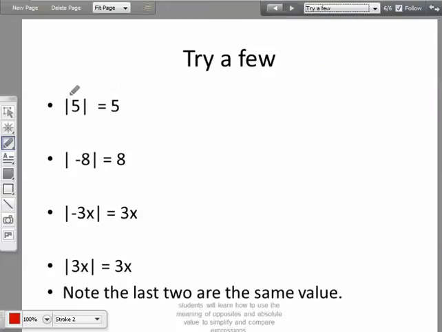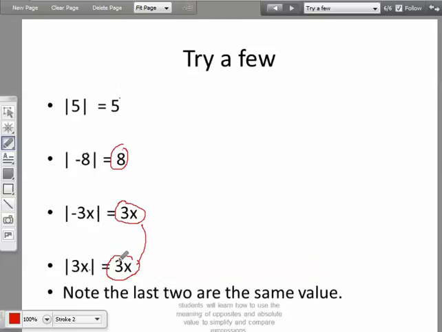The absolute value of 5 is 5. The absolute value of -8. Well, -8 is 8 units away from 0, so 8 would be the correct value. Okay? The absolute value of -3x. Well, the absolute value of -3x is 3x because it's 3x units away from 0. Now, the absolute value of 3x is 3x. Hey, wait a second. These two are exactly the same. And that's the whole point.